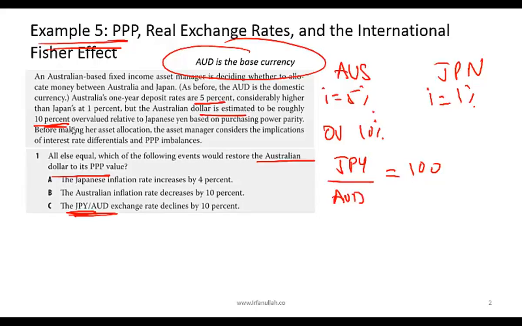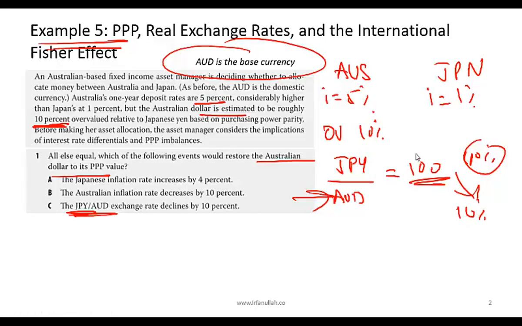If we are saying that the Australian dollar is 10% overvalued, that means that the base currency, which is the Australian dollar, is overstated currently. So this number is 10% higher than what it should be. What it should be is based on purchasing power parity. So for equilibrium to return, this number will have to come down by 10%.